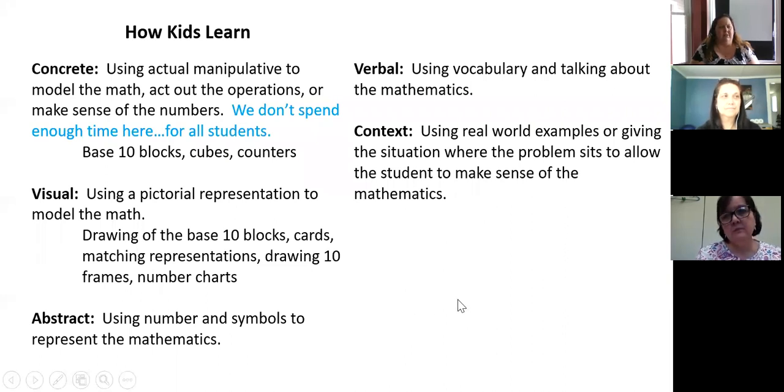Are there questions about this kind of model of how we think about how kids learn, that they really do need some time in that concrete and then visual and abstract? Are there any questions that have come up?